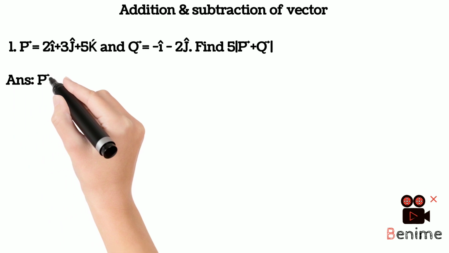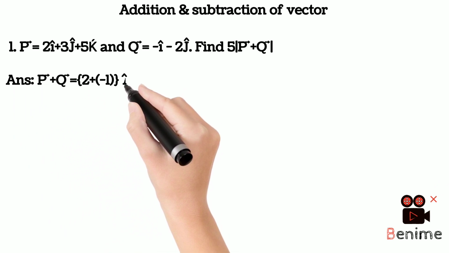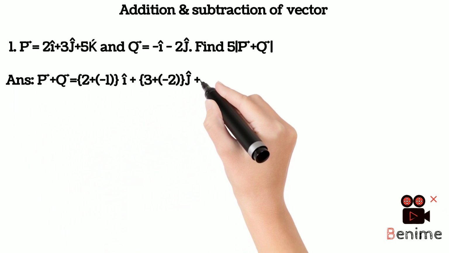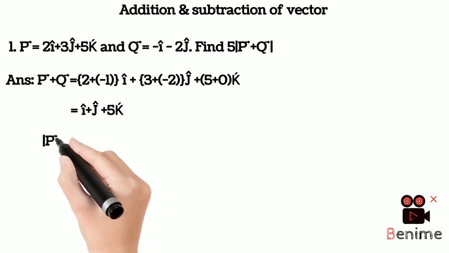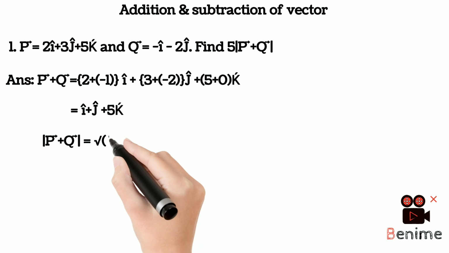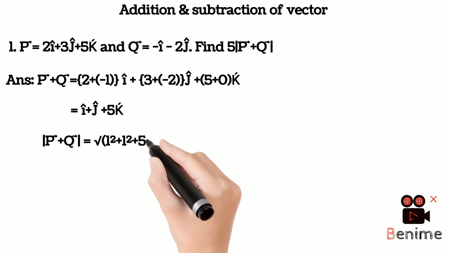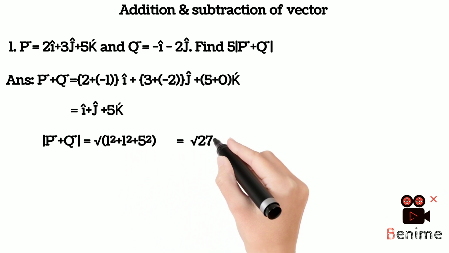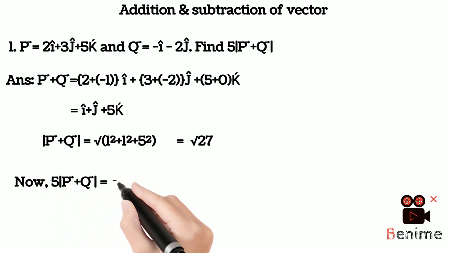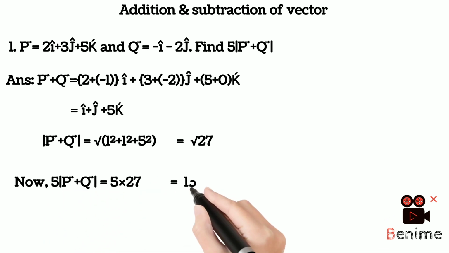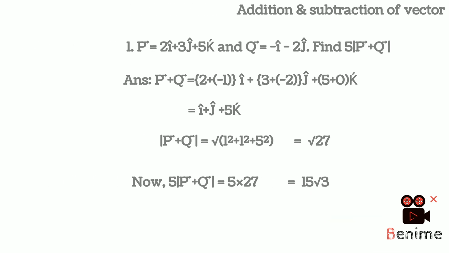P vector plus Q vector equals (2 plus 1)i plus (3 minus 2)j plus (5 plus 0)k equals i plus j plus 5k. Modulus P vector plus Q vector equals square root of 1 squared plus 1 squared plus 5 squared equals square root of 27. Now 5 modulus P vector plus Q vector equals 5 times square root of 27 equals 15 square root of 3.